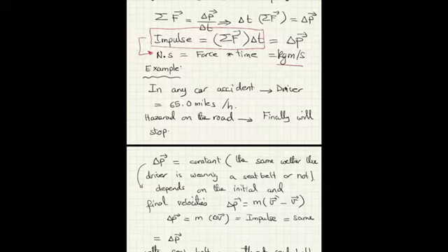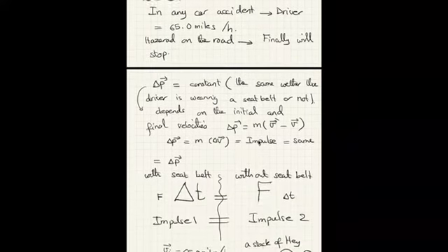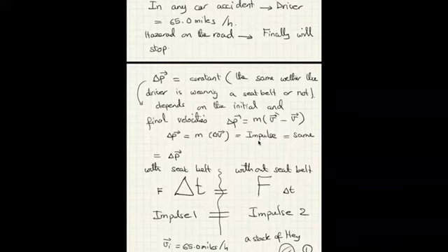Now, in any car accident, I will assume I have a good driver driving 65 miles per hour, who notices there is a hazard on the road, and finally will stop. The change in the momentum is the same whether the driver is wearing the seat belt or not, or having the airbags or not. The change in momentum depends on the initial and final velocities.